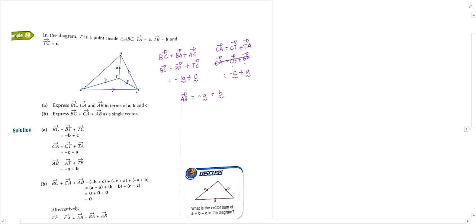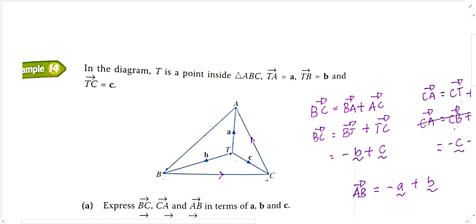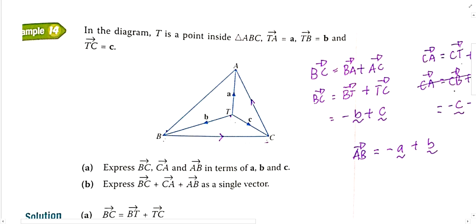Example 14. We try it together. Here I have a triangle with a point T inside. TA is vector A, so on and so forth. Express BC, CA, and AB in terms of A, B and C. Okay, so let's start with BC. I want to start at B, and I want to end at C. What is one way to go from B to C using a combination of the identified vectors given to us, A, B, and C?